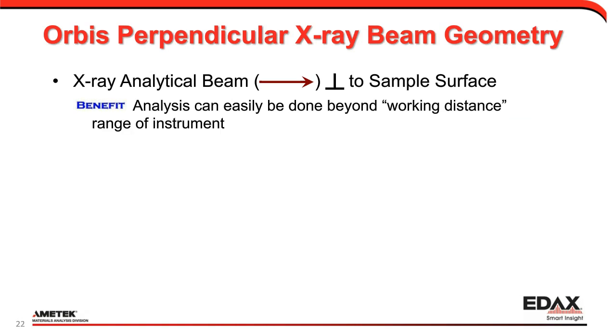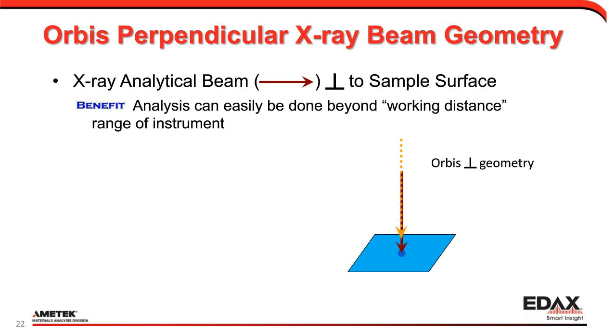One last point about the perpendicular X-ray geometry of the Orbis system. Another benefit of this is that there is no exact fixed analytical plane for where the sample has to be measured in order to accurately target the sample. So what do I mean by that? Here we are, there's our sample. We're trying to measure that blue spot. In the Orbis perpendicular geometry, the camera is looking at that blue spot. The X-ray beam is hitting the blue spot.